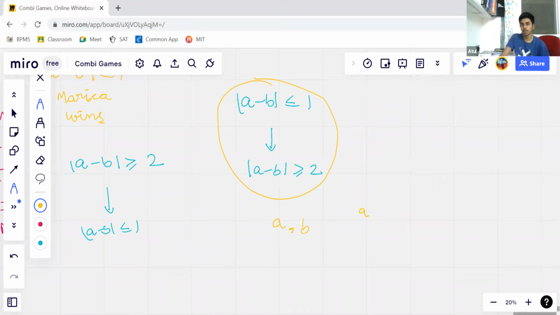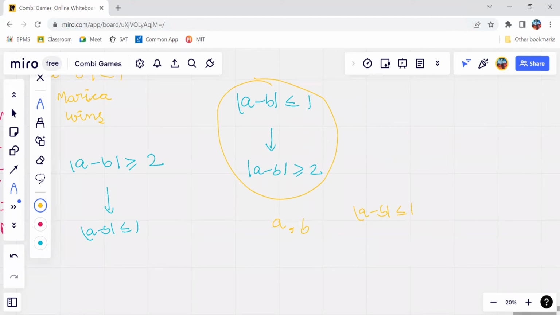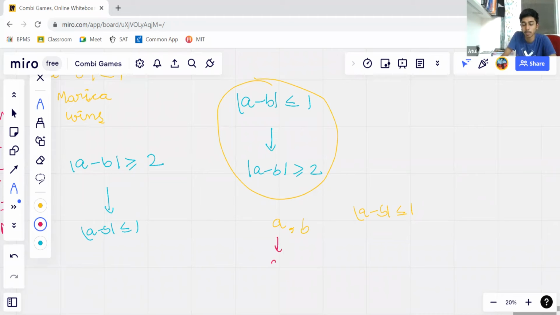So suppose we have a and b, and |a minus b| is at most 1. What happens when you use this operation? What happens to the numbers of the piles? One of them increases and the other decreases. By how much? The difference changes by at least 2. Yes. So one of them falls by 2n, and one of them goes up by n.